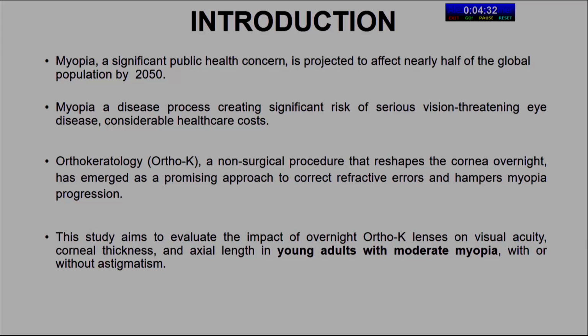Orthokeratology is one of them, in which we use ortho-K lenses, which is a non-surgical procedure that reshapes the cornea overnight and reduces the myopia. This study aims to evaluate the impact of orthokeratology lenses on visual acuity, corneal thickness, and axial length in young adults with moderate myopia with or without astigmatism.